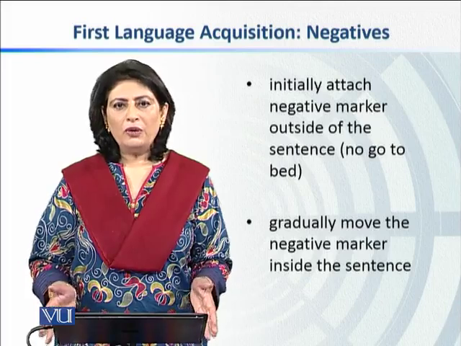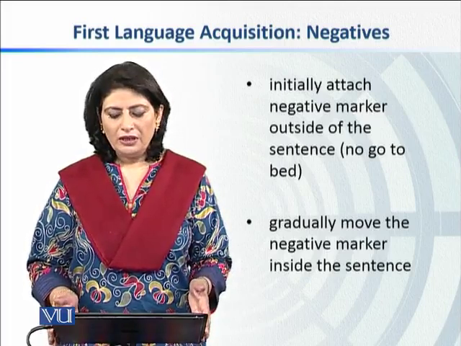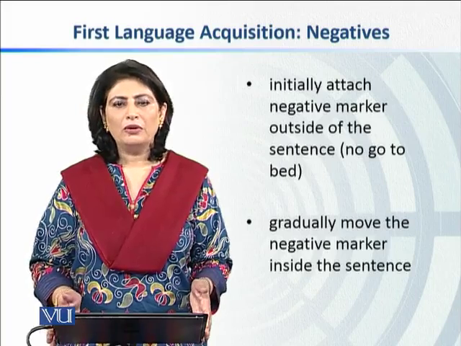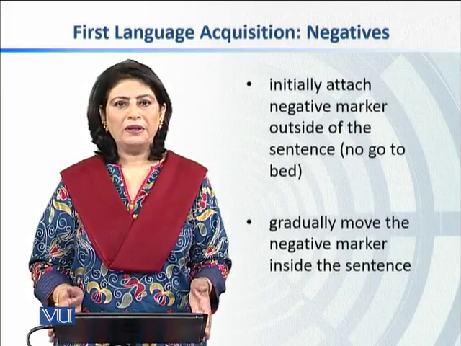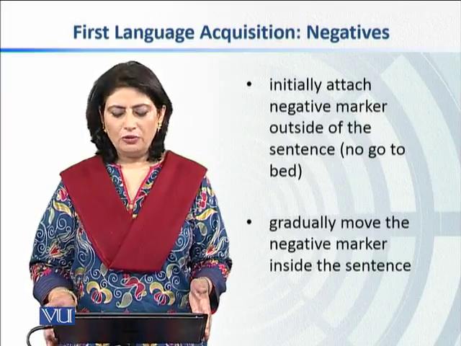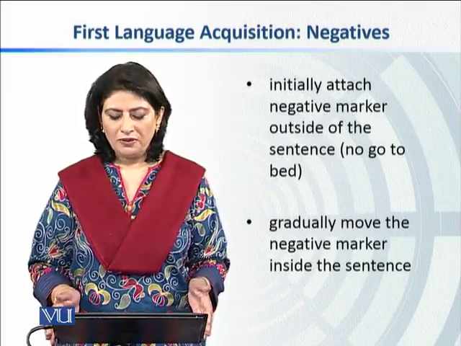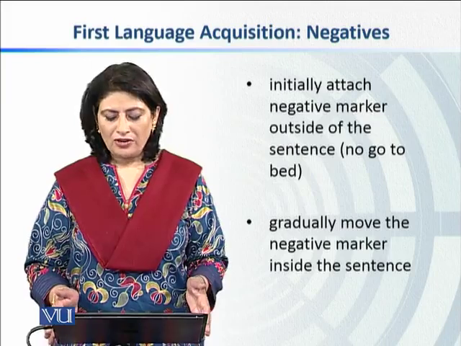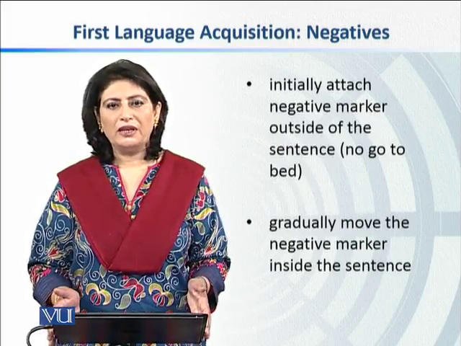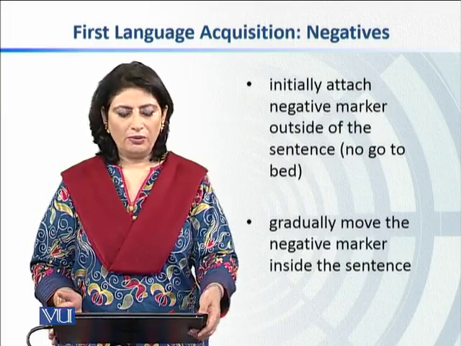So we would notice, if we study first language development in children, that initially the children attach a negative marker like no, nothing, nahi in Urdu, outside of the sentence. No, go to bed. So no comes before. And then gradually they move the negative marker to the middle of the sentence, or where it belongs. But this is where it always begins.